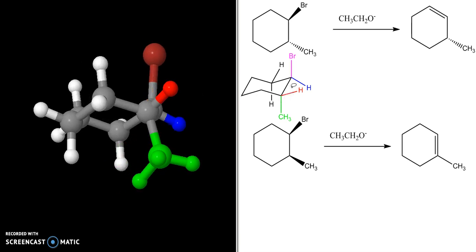And I can draw a Newman projection of this reaction. It would look something like this, with the bromine and the CH3 anti to one another, this bromine and this hydrogen right next to one another. They're not anti-periplanar. So this hydrogen does not get taken very readily. And there's a really good reason for why that is.